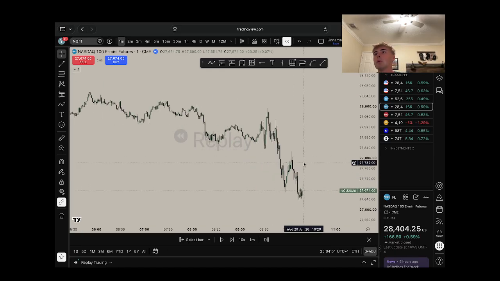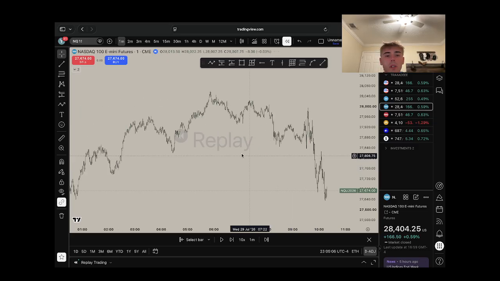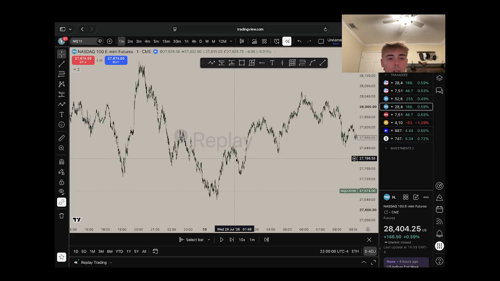Typically, we won't have an SMT protecting the low or the high. It'll typically be something like this where we'll have an internal sweep of liquidity and then we'll reverse and close below, creating a CISD. So we'll go over one more example for you guys before we get off here.